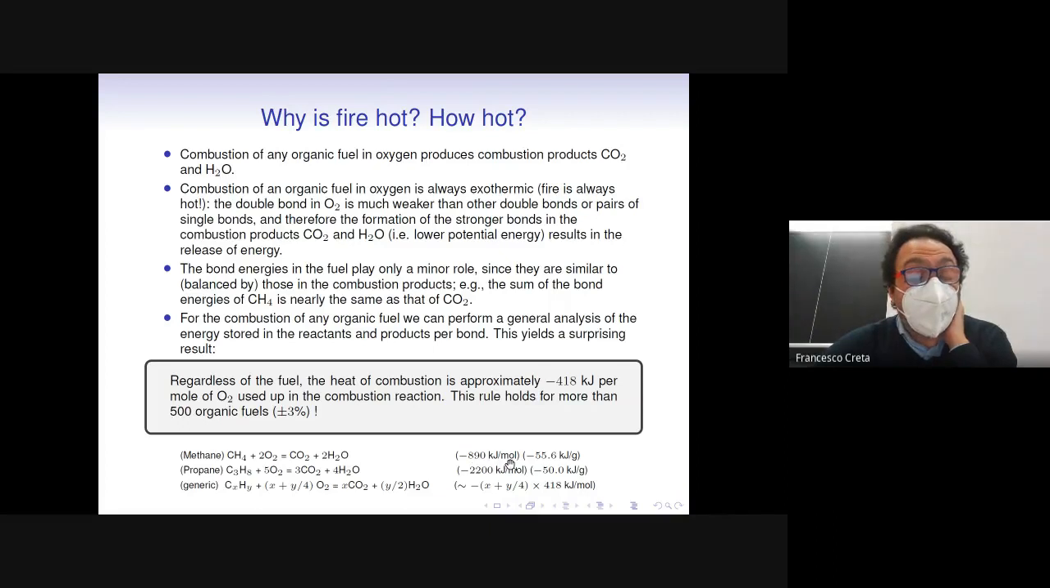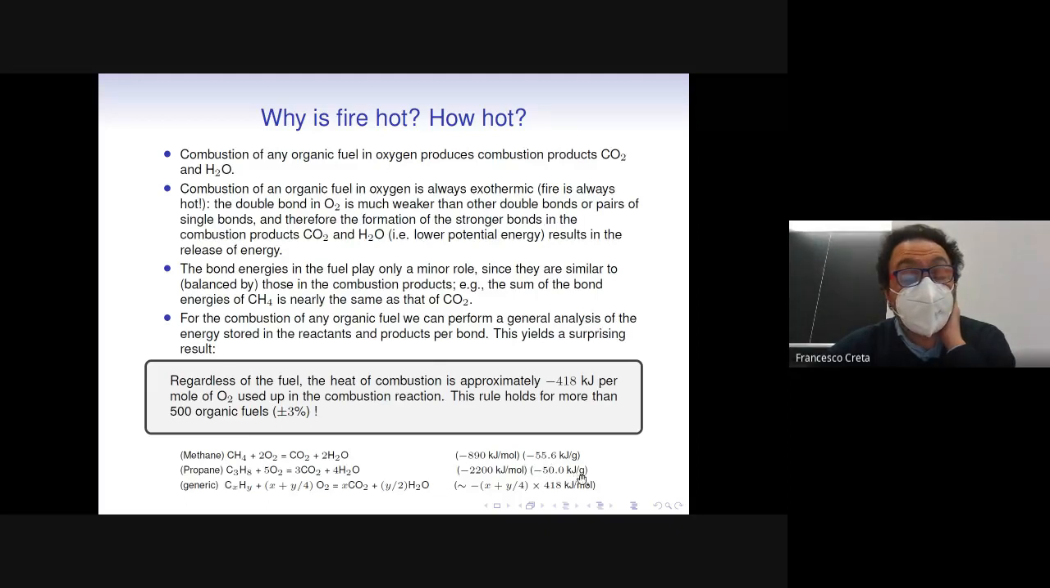This is per unit mole. You multiply now by the molecular weight, and you obtain around 55.6 kilojoules per gram. Now, what about propane? Well, it needs 5 molecules of oxygen. So you take this number here, you multiply by 5, and you have this amount. But more or less, with respect to the molar weight of propane, it is always more or less the same.